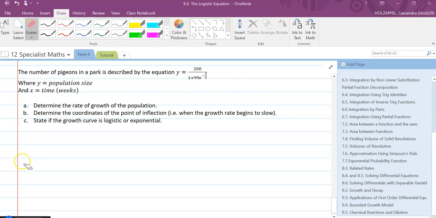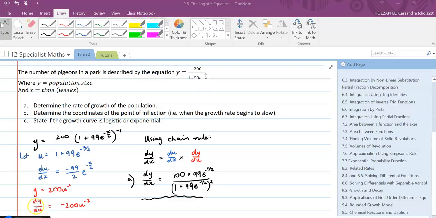To determine the rate of growth, we're going to find the first derivative of this function. To do that, I've rewritten this and I can substitute in u for my inside function here. Once I've done that, I can use the chain rule to determine the derivative. So here I've got my derivative. The rate of growth of the population is going to be equal to 100 multiplied by 99e to the power of negative x over 2, divided by 1 plus 99e to the power of negative x over 2, all squared.